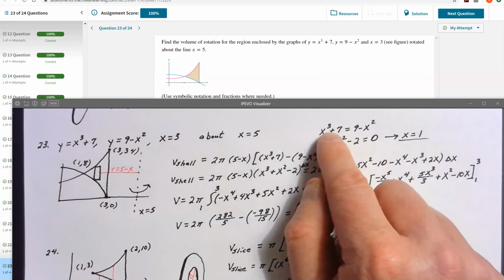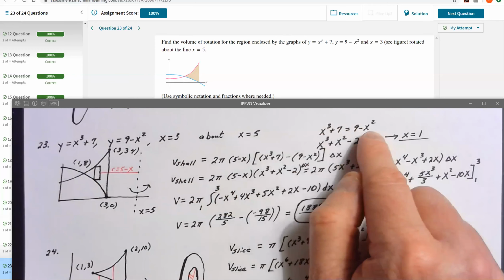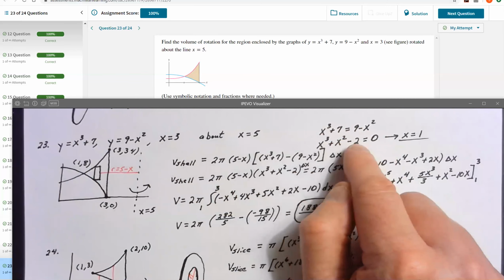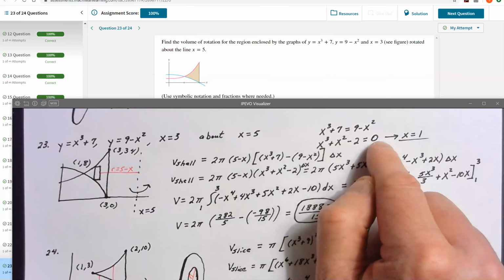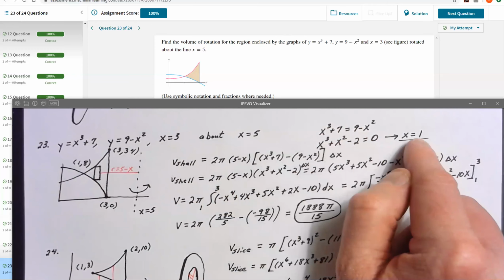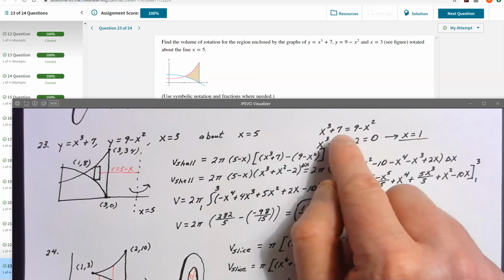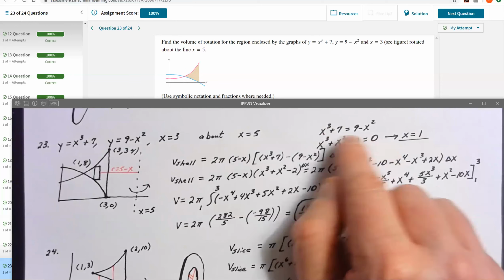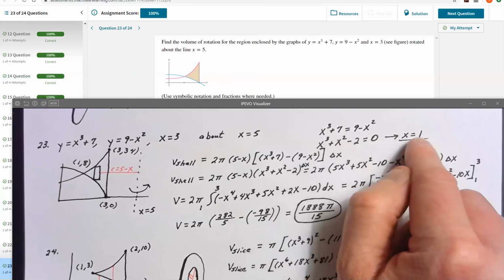So I set my cubic function equal to my quadratic function. It gave me x cubed plus x squared minus 2 is equal to 0. And it doesn't factor nicely, but even without going to my calculator, I could see, oh, I can just plug a 1 into this, and I'd get 1 cubed plus 1 squared minus 2 is 0. So I know that this is equal to 0. These two functions are equal at 1.